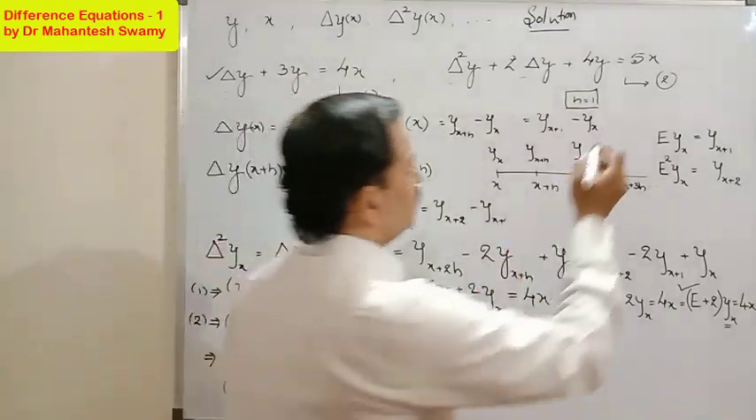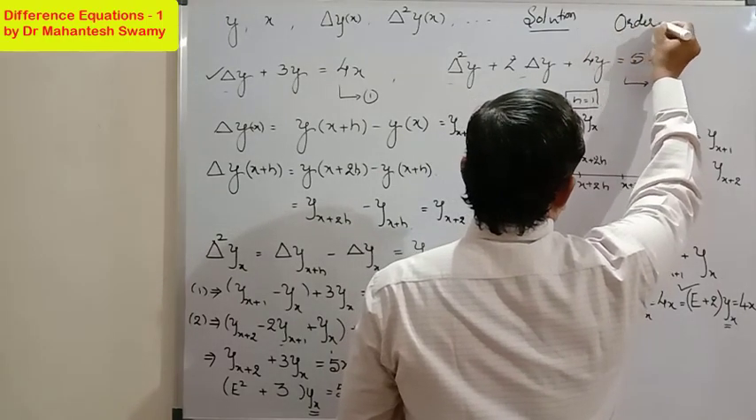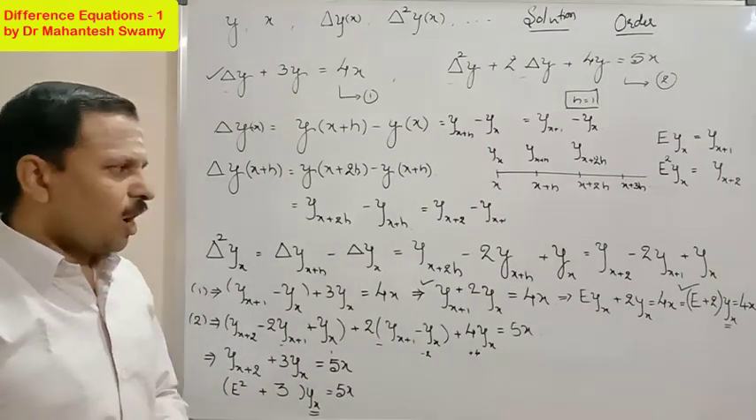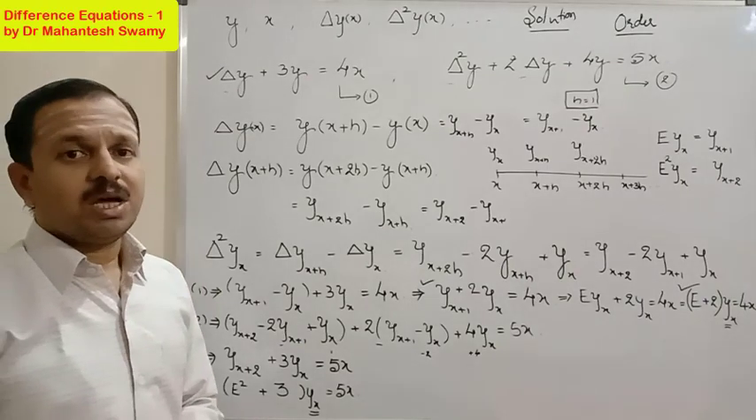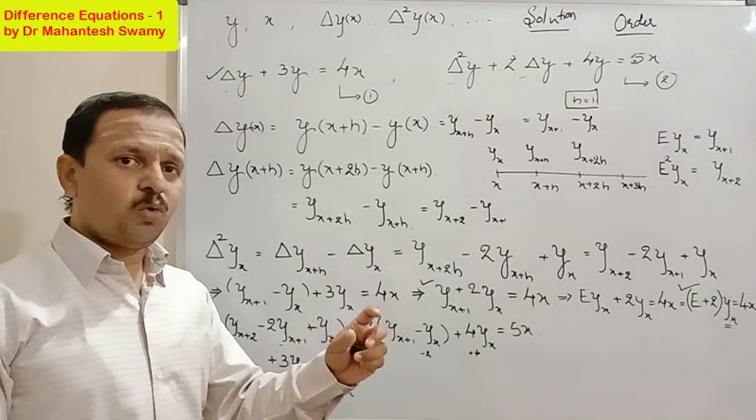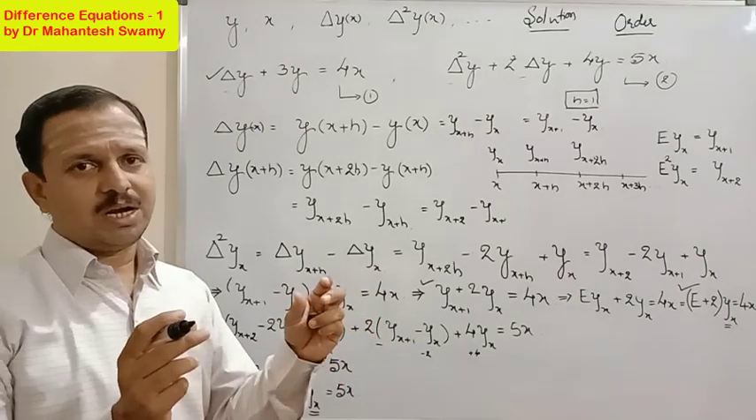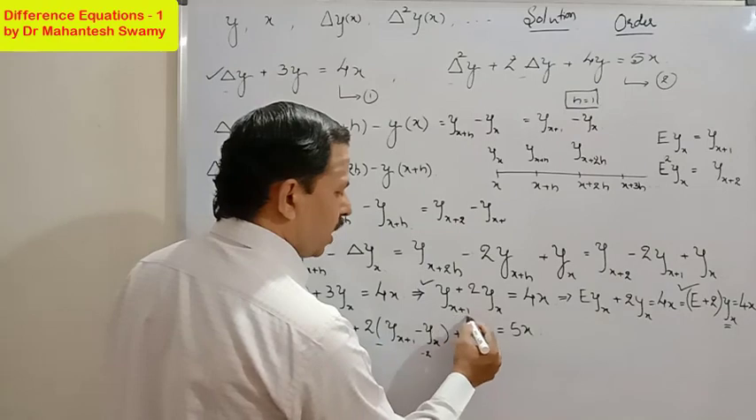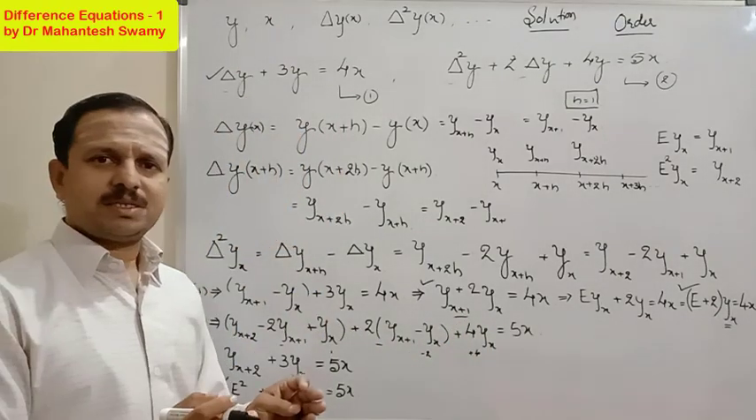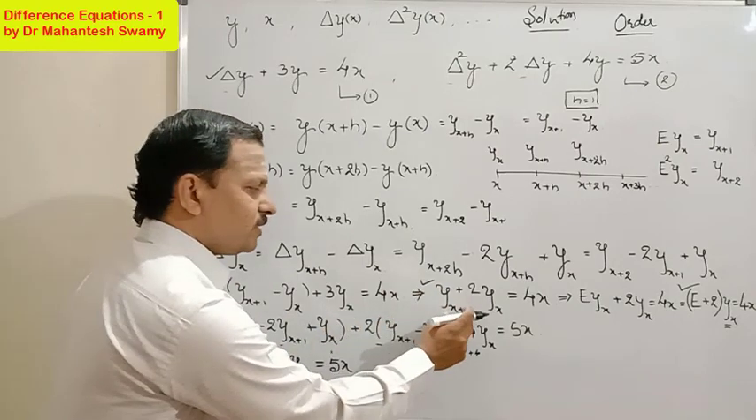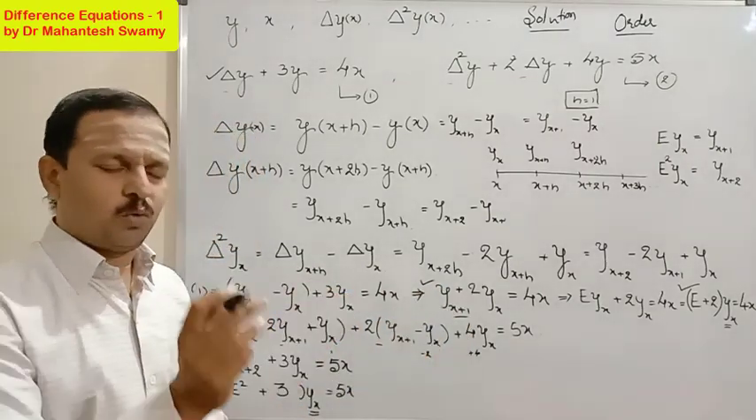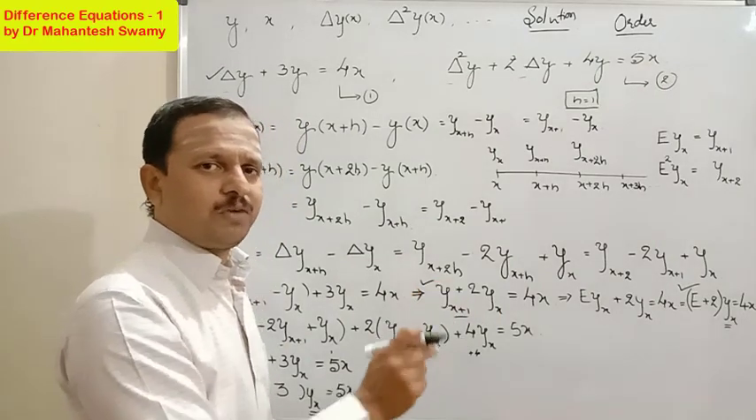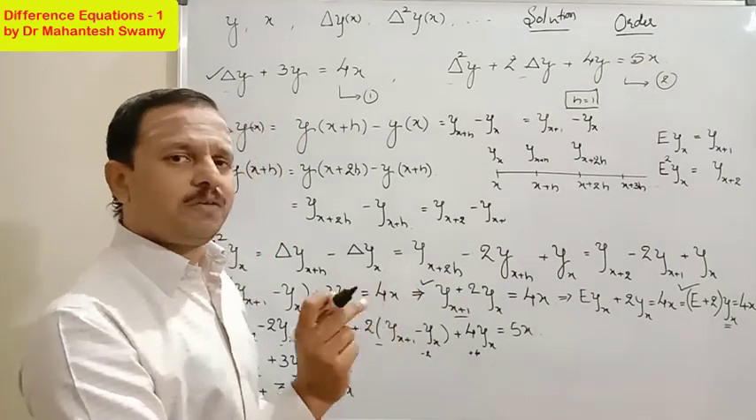Another important definition we have to consider here is the order of the given difference equation. What is the order of a difference equation? The order of the difference equation is the difference between the highest argument and the lowest argument present in the difference equation. So what are the arguments? In y(x), x is the argument. In y with subscript x plus 1, x plus 1 is the argument. So the difference between the highest argument and the lowest argument present in the difference equation is called the order of the difference equation.